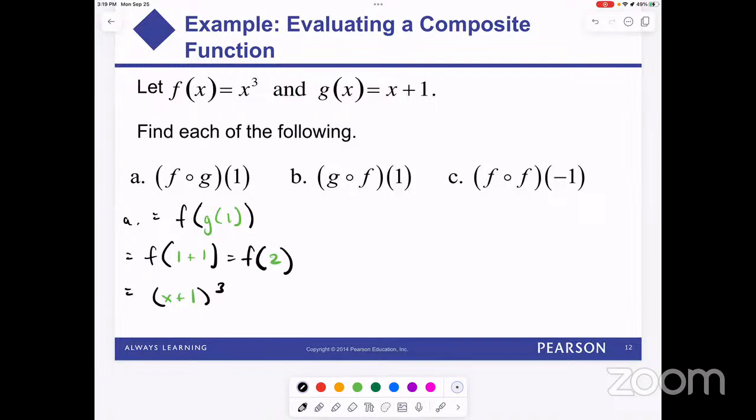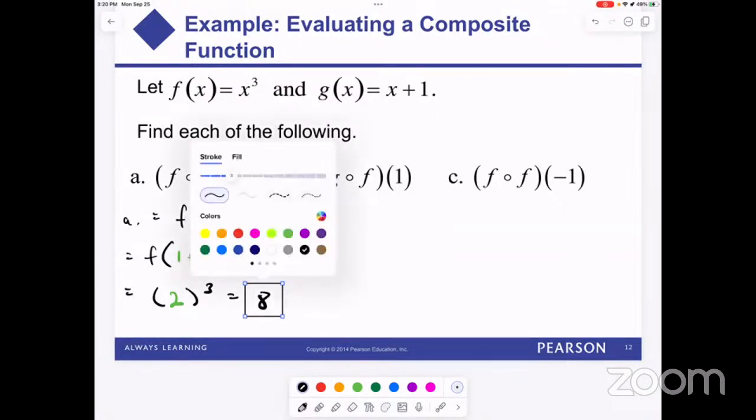So this is really 2 to the power of 3, and I think that's 8. All right, let's try B.